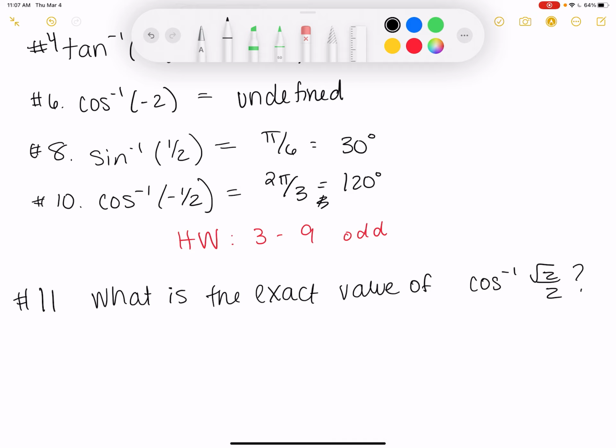Everybody together. What is the angle? 45. It's 45. I was really expecting a one-in-sync answer, but it came out like 30, 45. I think I heard some 35. 45. Okay, 45 degrees.